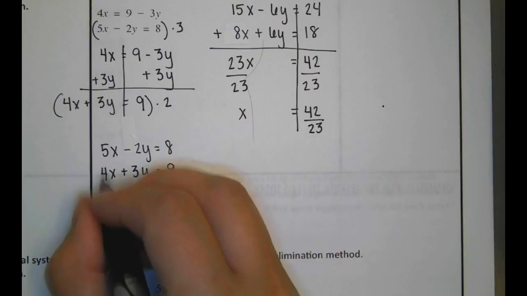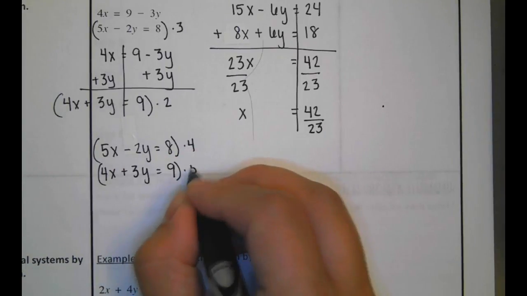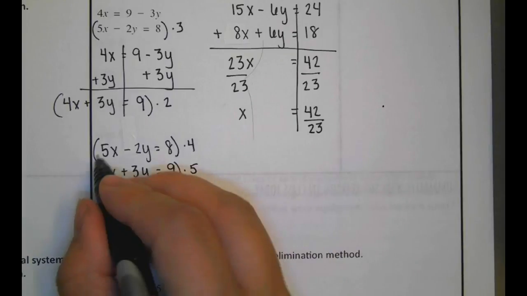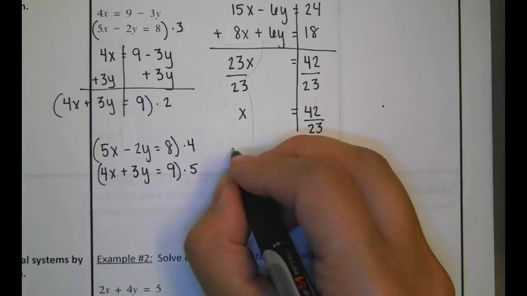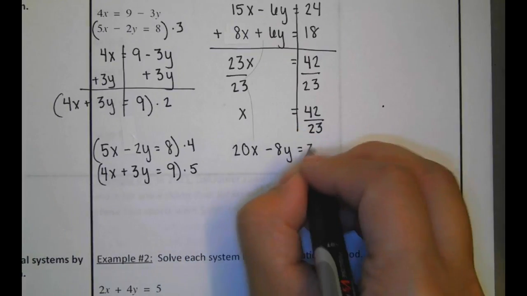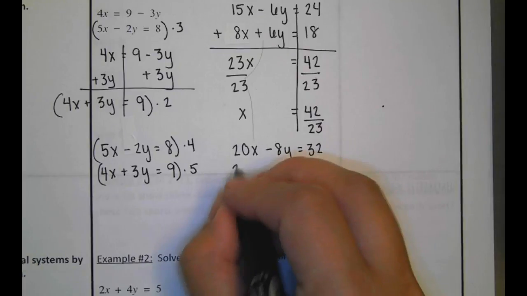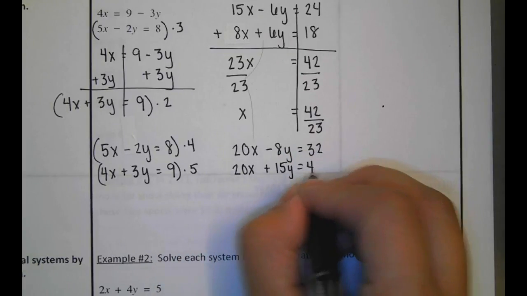Either method is valid. You can decide which way is easier. So if I want to eliminate my x, I'm going to multiply my top equation by 4 and my bottom equation by 5 because the least common multiple between 5 and 4 is 20. When I do that, I'm going to get 20x minus 8y equals 32 and 20x plus 15y equals 45.